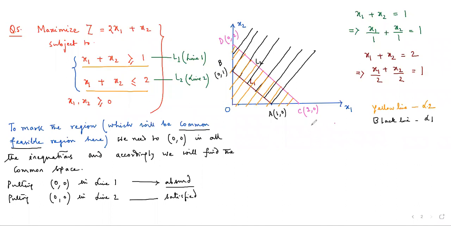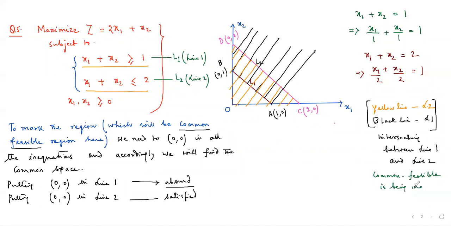Now, what is the common part? Where do the black line and yellow line intersect? These two lines are actually intersecting between line 1 and line 2. So the common feasible region is being marked in green in the figure.